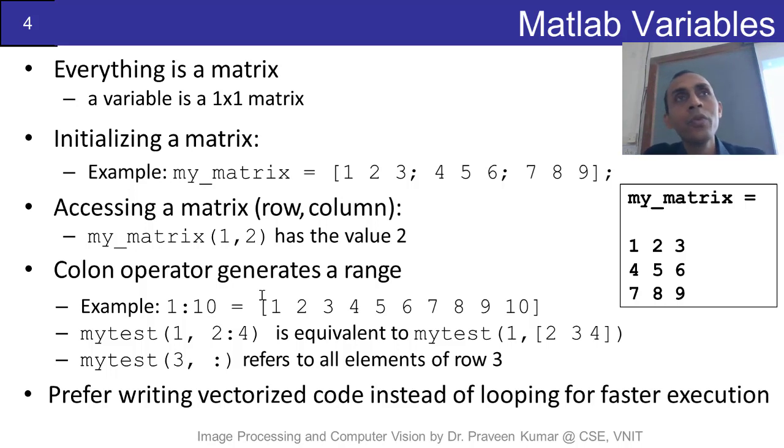But if you write vectorized code, even if you have to add two matrices, you can just write A+B, or if you have to add one column of matrix A and the second column of matrix B, you can just use this vectorized notation to do that.